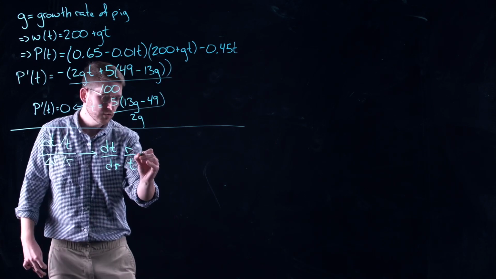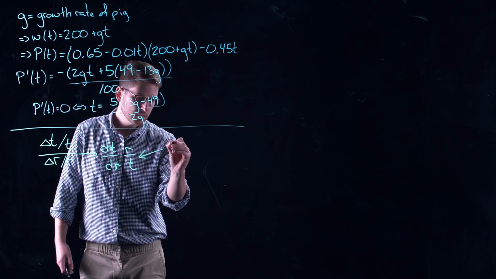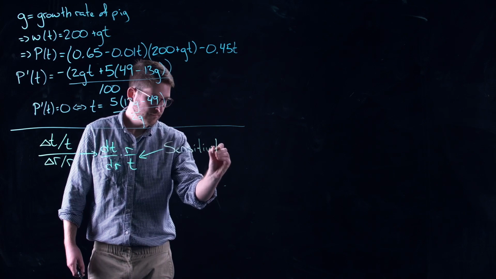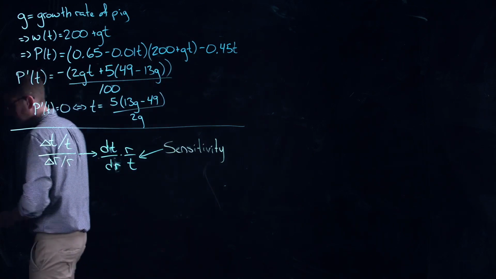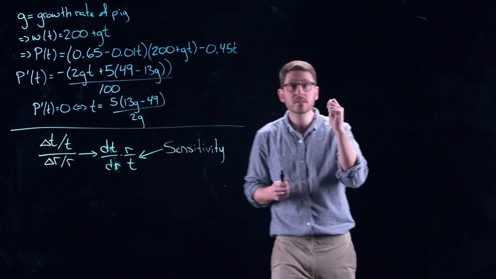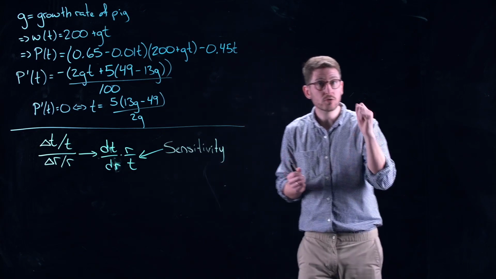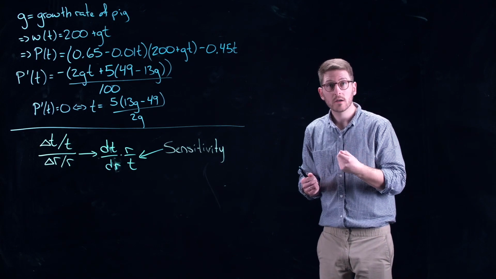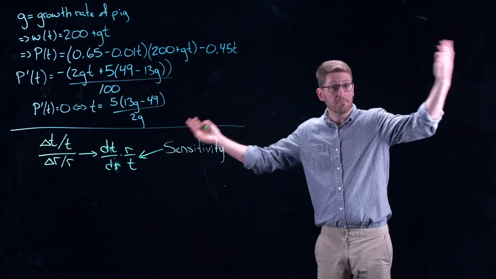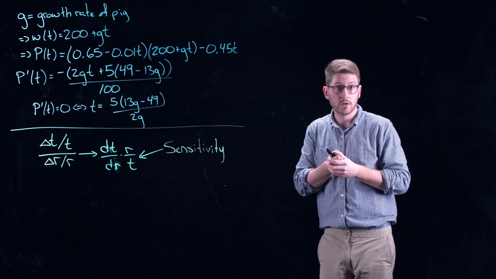This right here is called the sensitivity. This is the sensitivity of t with respect to R. This is how sensitive when you should sell is relative to that parameter R. So if R changes just a little bit, are you going to get a massive variation in when you should sell? Or is it going to be a relatively small variation in when you should sell?